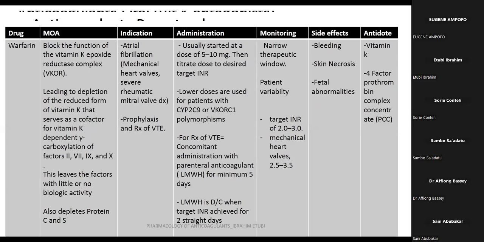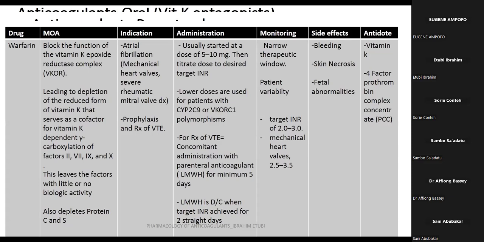So for the other aspects of the medication, the oral anticoagulants, like the vitamin K antagonist, the prototype warfarin, it blocks the function of vitamin K epoxide reductase complex, and this leads to depletion of the reduced form of vitamin K that serves as a cofactor for vitamin K-dependent gamma carboxylation of factors 2, 7, 9, and 10. And this leaves the factors with little or no biologic activity, and it also depletes protein C and S. And that is why it is usually not recommended in the setting of heparin-induced toxicity because of its action on depleting C and S, which can lead to more coagulation.